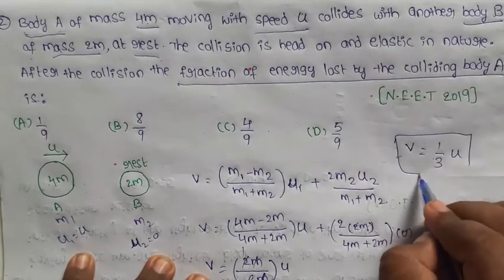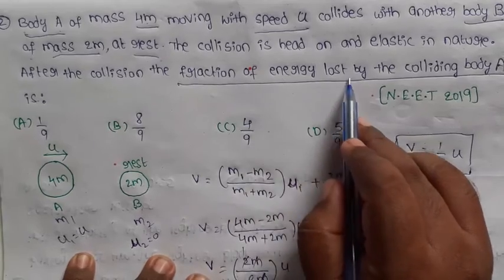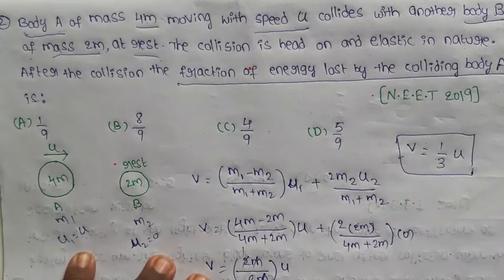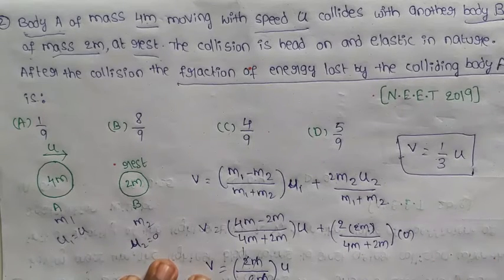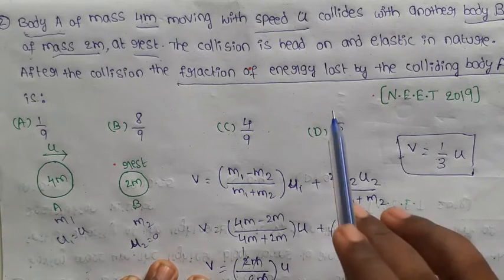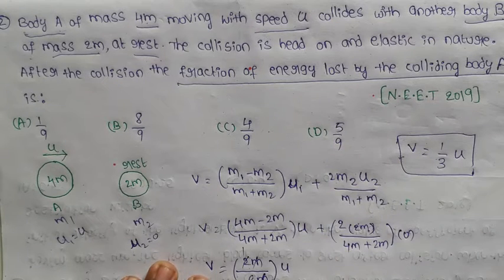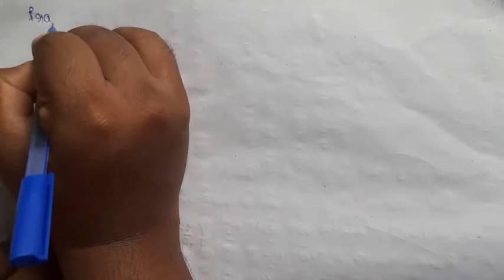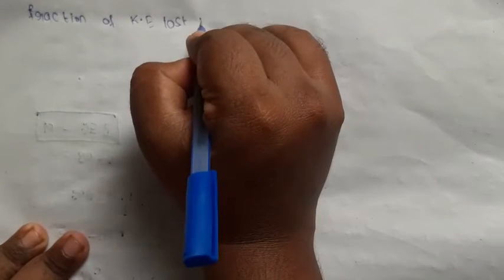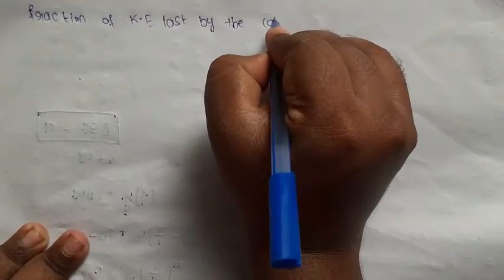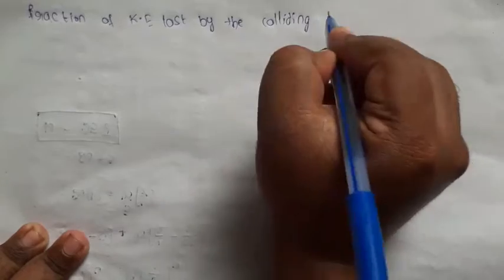Now we can easily find the fraction of energy lost by the colliding body A. When body A is colliding with body B, the energy is converted into kinetic energy. So we are going to find the fraction of kinetic energy lost by the colliding body A.